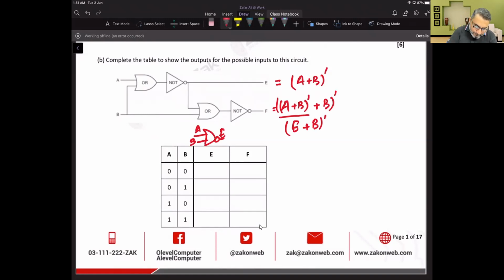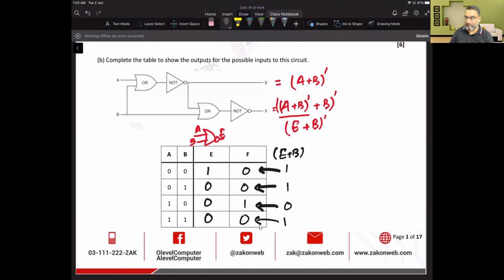So let's first do this. A plus B whole not means it is a NOR gate. So this is 1, this is 0, this is 0, this is 0. In an OR gate, this would be 0, 1, 1, 1, but because it is NOR, this is 1, 0, 0, 0. And then E plus B whole not. E plus B would be 1, so this would be 0, this would be 0, this would be 1 and this would be 0. How? Because E plus B in this case will be 1, 1, 0, 1, and because F is the inverse of it, 1 becomes 0, 1 becomes 0, 0 becomes 1, and 1 becomes 0. So this is your output.